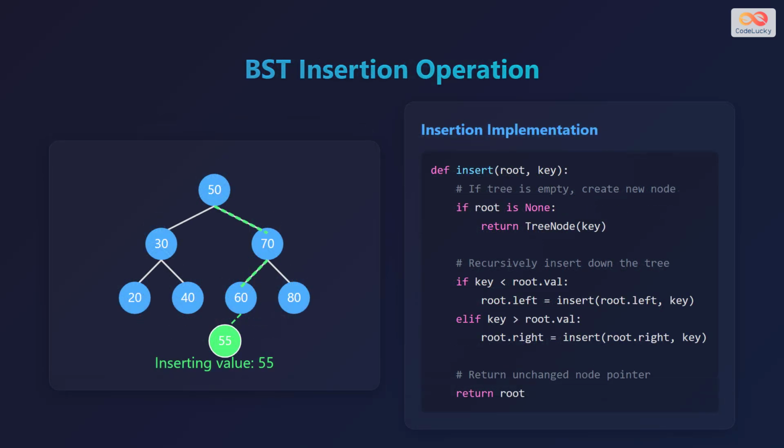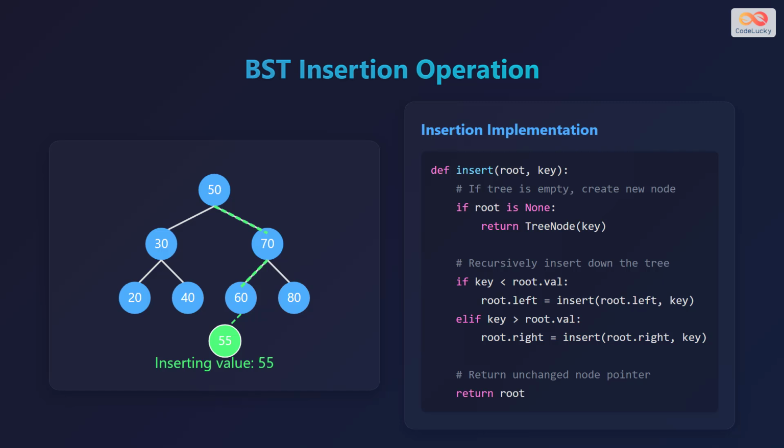Now let's take a look at the insertion operation in a binary search tree. To insert a new node into a binary search tree, we can use the following Python implementation. First, we define the insert function, which takes the root of the tree and the key value to insert as input. If the tree is empty, meaning the root is None, we create a new TreeNode with the given key and return it. Otherwise, we recursively traverse the tree to find the appropriate position to insert the new node.